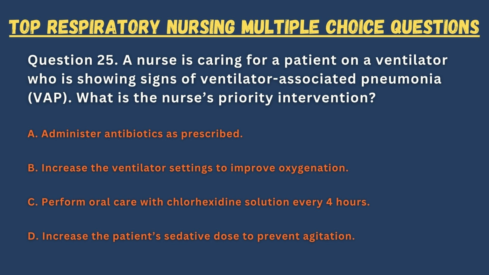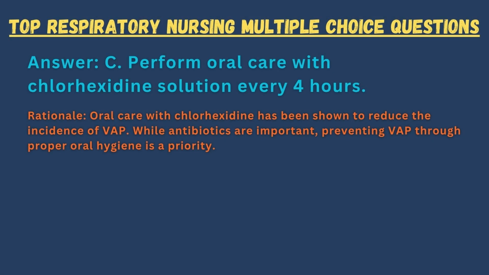Increase the ventilator settings to improve oxygenation. C. Perform oral care with chlorhexidine solution every 4 hours. D. Increase the patient's sedative dose to prevent agitation. Answer: C. Perform oral care with chlorhexidine solution every 4 hours. Rationale: oral care with chlorhexidine has been shown to reduce the incidence of VAP. While antibiotics are important, preventing VAP through proper oral hygiene is a priority.